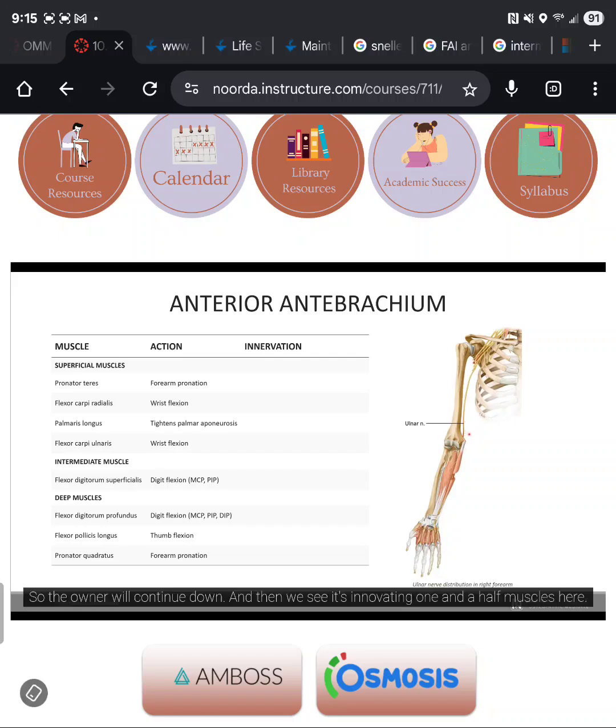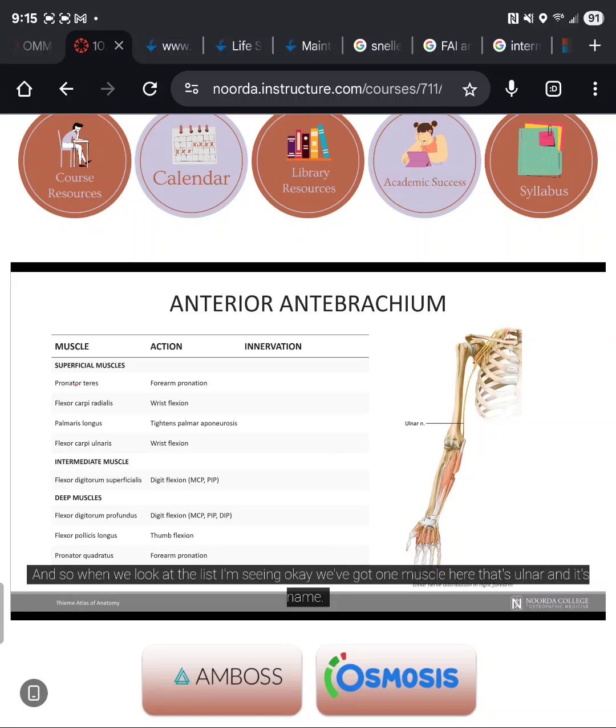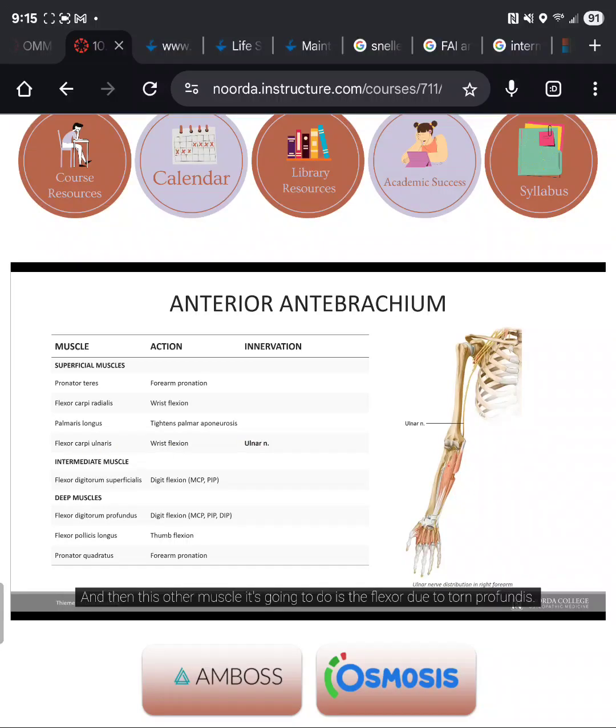So the ulnar nerve will continue down, and then we see it's innervating 1.5 muscles here. And so when we look at the list, I'm seeing, okay, we've got one muscle here that's ulnar in its name. So it makes sense that the ulnar nerve innervates flexor carpi ulnaris, which is this guy right there. And then this other muscle it's going to do is the flexor digitorum profundus, but it's only innervating the ulnar or the medial half of this guy right here. So we've got ulnar nerve doing the one with ulnar in its name, the flexor carpi ulnaris, and then the ulnar half of flexor digitorum profundus.